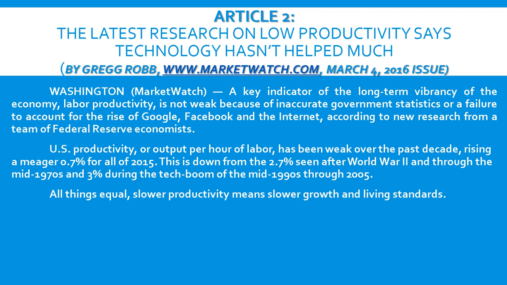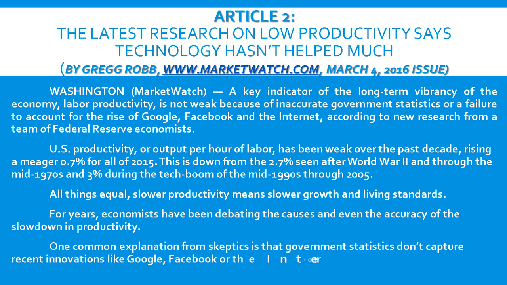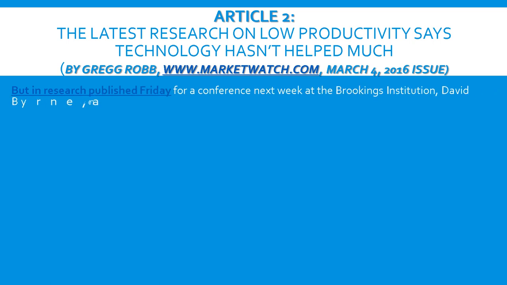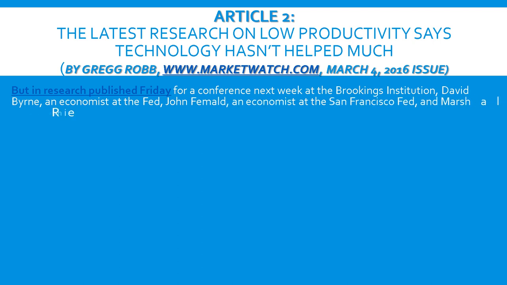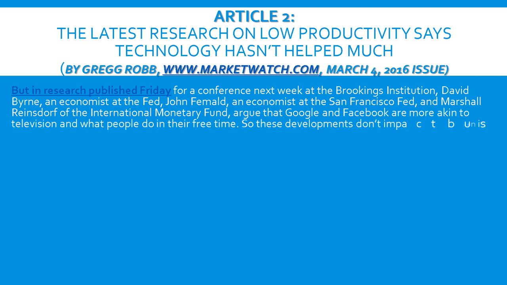All things equal, slower productivity means slower growth and living standards. For years, economists have been debating the causes and even the accuracy of the slowdown in productivity. One common explanation from skeptics is that government statistics don't capture recent innovations like Google, Facebook, or the internet. But in research published Friday for a conference next week at the Brookings Institution, David Byrne, an economist at the Fed, John Fernald, an economist at the San Francisco Fed, and Marshall Reinsdorf of the International Monetary Fund argue that Google and Facebook are more akin to television and what people do in their free time. So these developments don't impact business productivity all that much.